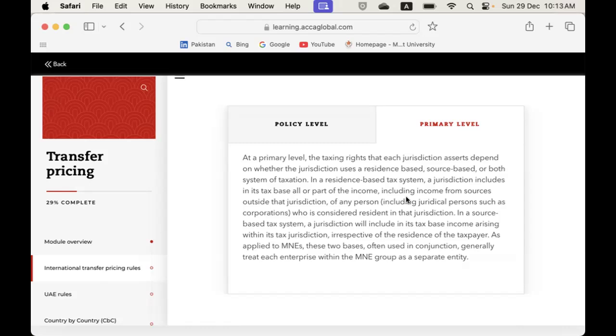Residence-based taxation means where the company is incorporated, or where the place of residence is. And the source-based is where it's generating the income. So, for example, where is the source of income generation? It can be in the country of incorporation. It can be outside the country of incorporation.